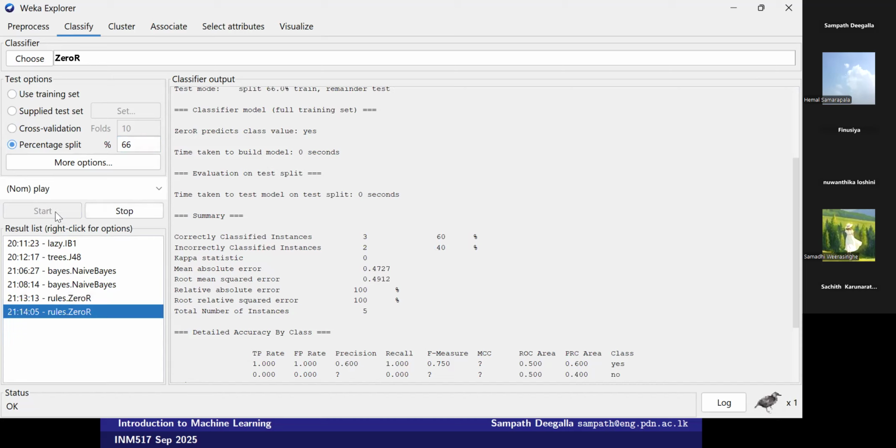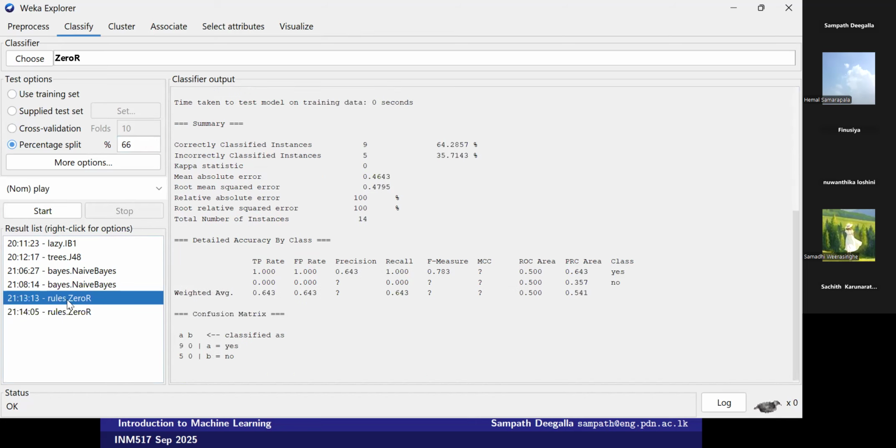So if you click yes, now you can observe. Earlier we had 64% accuracy, but as soon as we used the percentage split, it went slightly down. And this is okay. Why? Because the earlier option evaluates on the same data set, whereas here you separate the data as training and testing. You build the model on the training and evaluate on the test set.